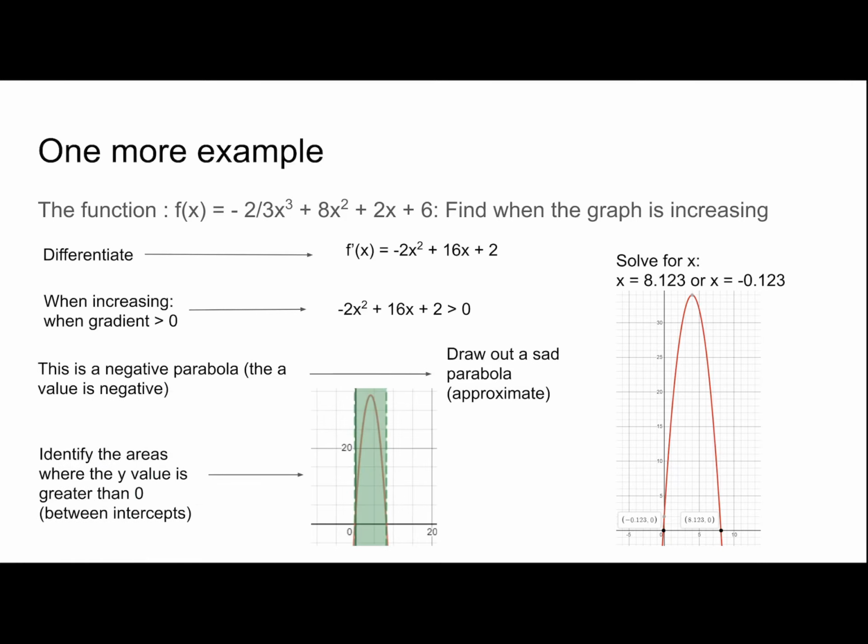I've highlighted the part where it's greater than 0, and that's between the two intercepts. So our final answer here is x is between negative 0.123 and 8.123, and that's your final answer with the justification. I've added a little note here. Remember to justify your answer, very important. You need to mark your graph where it's increasing or, depending on the question, mark where your range of values are.